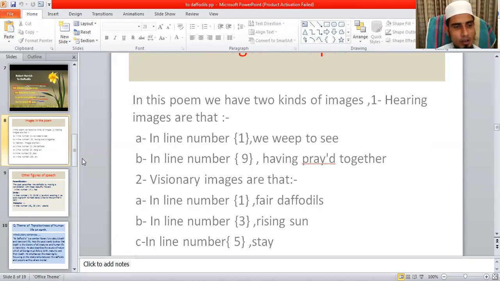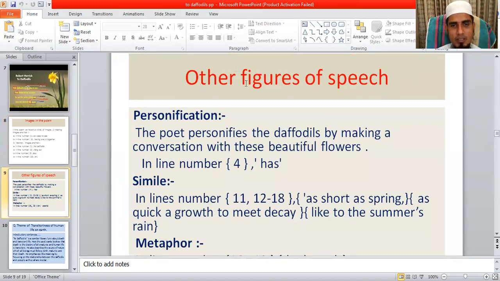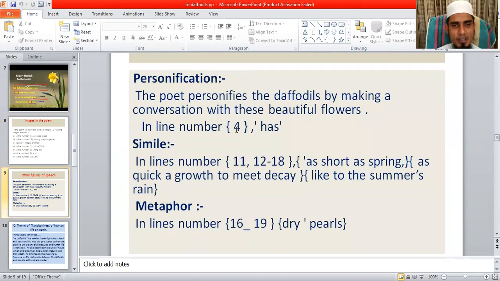Inshallah, you can. Another figure of speech we can find here is personification. I have already said about this. The poet personifies the daffodil by making a conversation with these beautiful flowers. In line number 6 he also says, "you stay". Personification means giving human qualities to non-human things, giving life to non-living things. Here we also find an example of simile. In line numbers 11, 12, and 18, the last line, we find similes. In line number 11, we find "as short as spring".